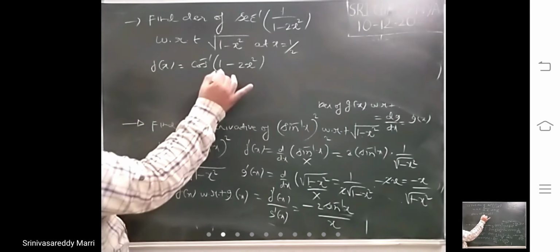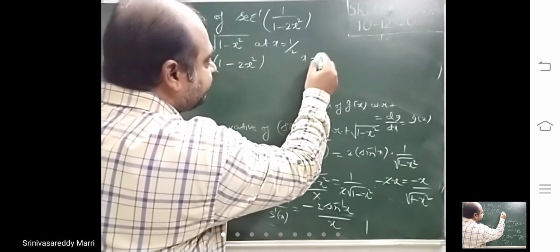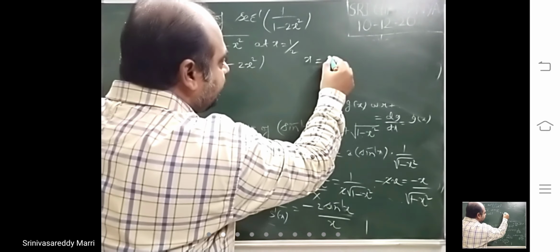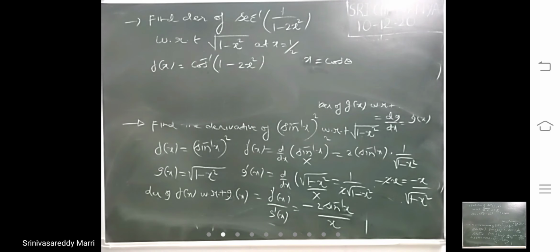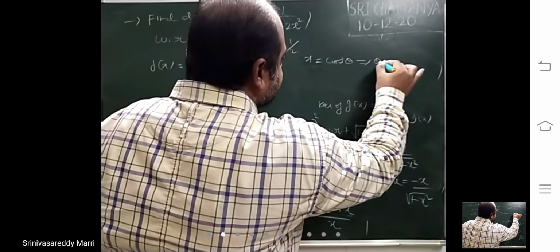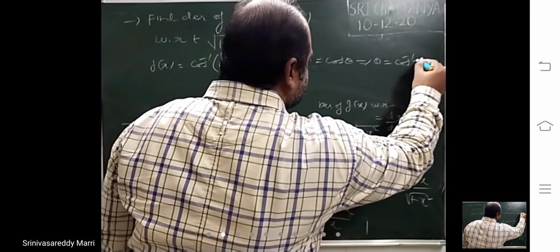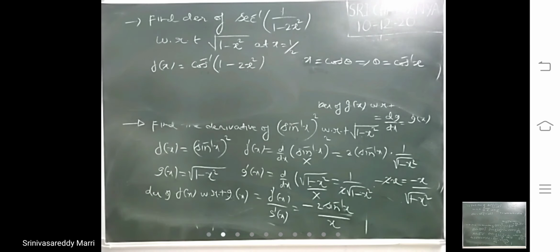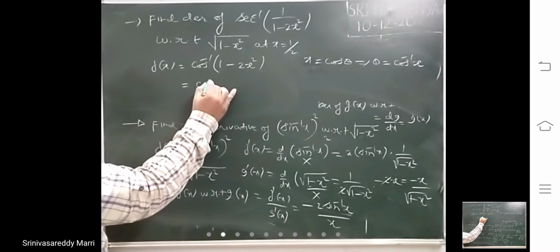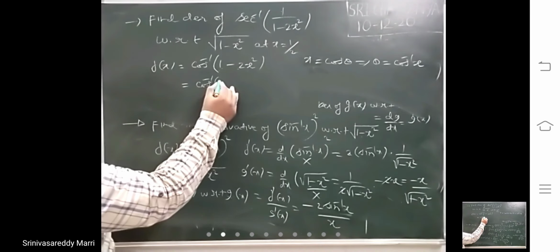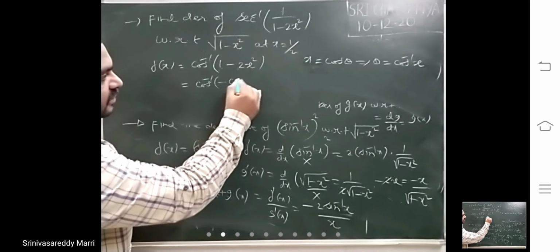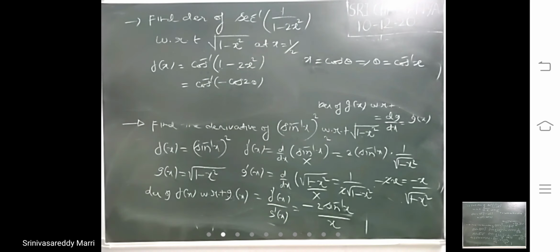Now for evaluating this without doing it directly, I am going for one trigonometric substitution. I am taking x equal to cos theta substitution. I will simplify this function and then do the derivative. X equal to cos theta implies theta is nothing but cos inverse x. That means cos inverse of 1 minus 2 cos square theta. If you take minus common, 2 cos square theta minus 1, that is cos 2 theta. So 1 minus 2 cos square theta is nothing but minus cos 2 theta.